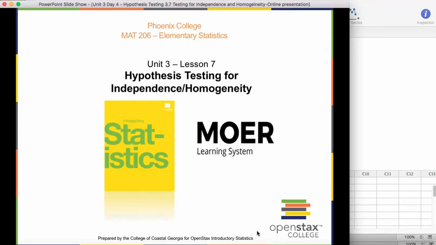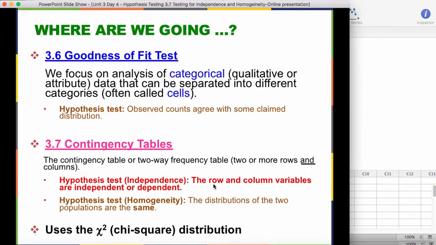Welcome to the second lesson in statistics and hypothesis testing for independence and homogeneity. In the previous video, we talked about the goodness of fit test, and we were looking at the chi-squared distribution. We will be using the chi-squared distribution again for contingency tables. And in this particular lesson, we will focus on the hypothesis test of independence, where the row and column variables are independent or dependent.